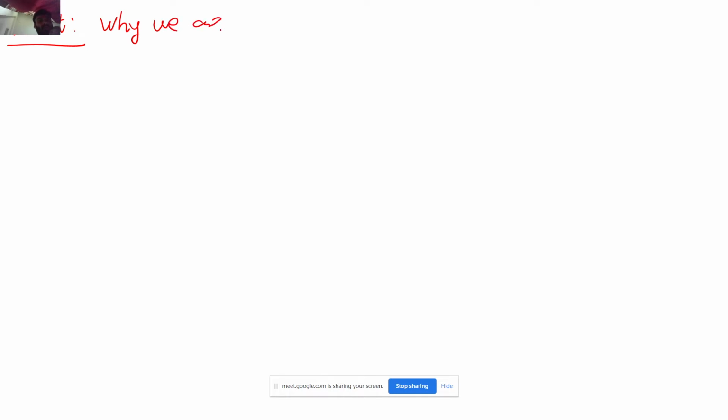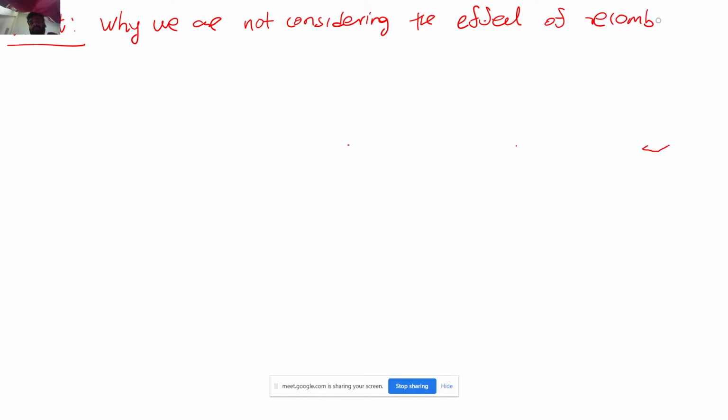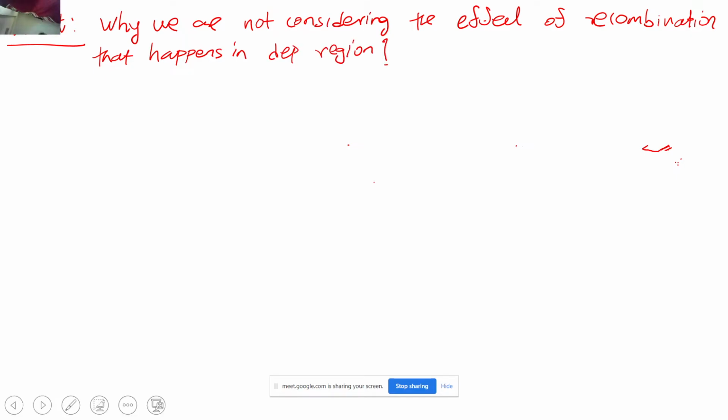why we are not considering the effect of recombination that happens in the depletion region. Right? So somebody had questioned the assumption itself.